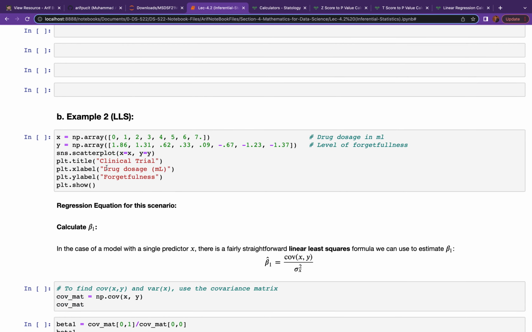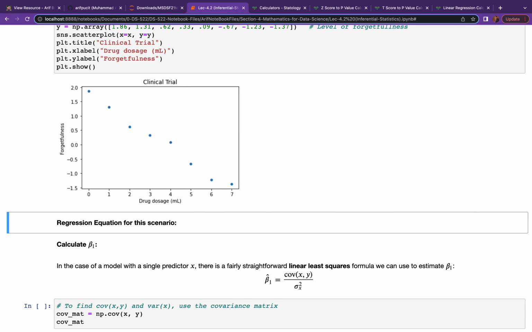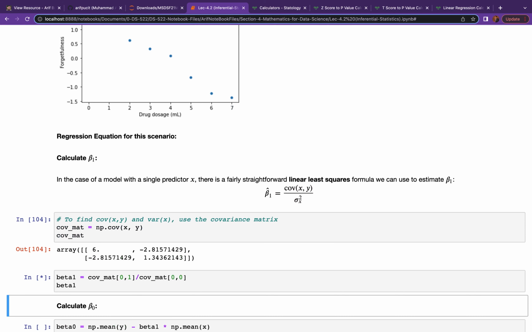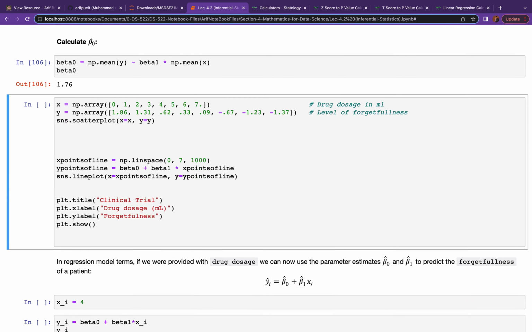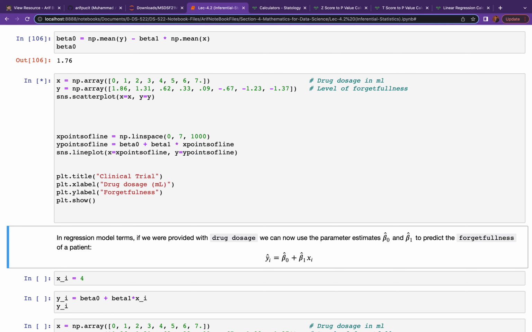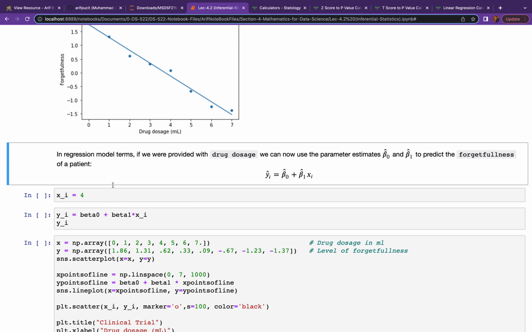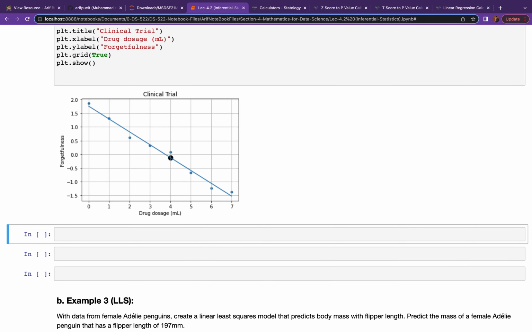Well, my dear friends, this is another example for your understanding. The same example that we have seen before, that is the drug dosage and level of forgetfulness. Let me run this. This is the scatter graph, and over here I have computed the value of beta 1, and then I have calculated the value of beta 0, and then I have fitted the line. So this is a line fit. Great. And over here I am doing the prediction with the value of 4, what will be the level of forgetfulness. So you can do that as well, and I have plotted it for you.